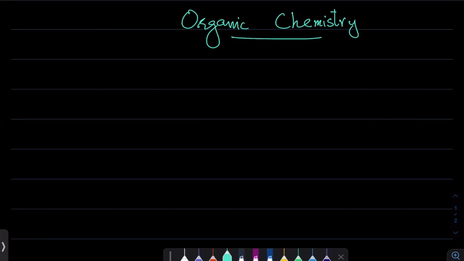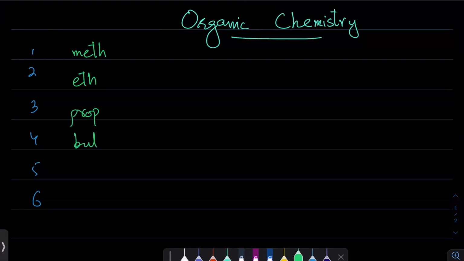पहली चीज organic में हम terminology सीखते हैं. So we'll start with counting. So 1, 2, 3, 4, 5, 6. I think इतना काफी है. So 1 is called met, 2 is et, 3 is prop, 4 is but, 5 is pent, and 6 is hex. And what are we counting? We are counting number of carbons. ठीक है, हम कार्बन को देख रहे हैं. कितने कार्बन होंगे उससे पता चलेगा कि उसका नाम क्या हो.